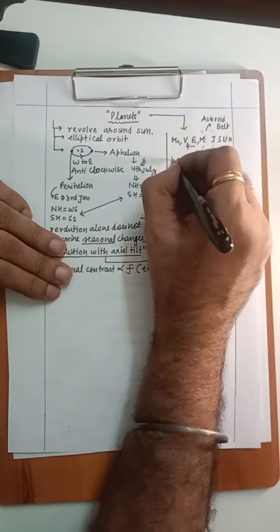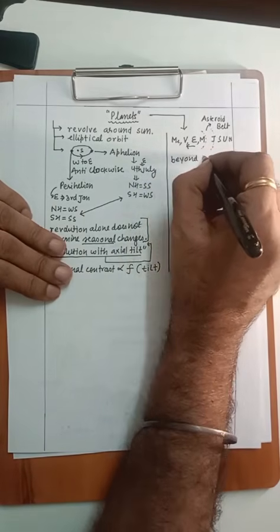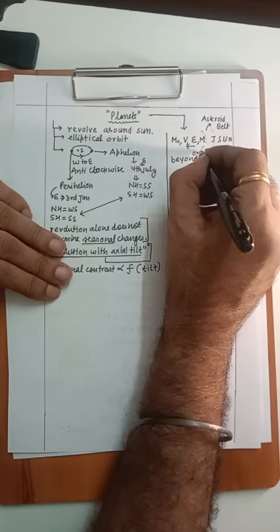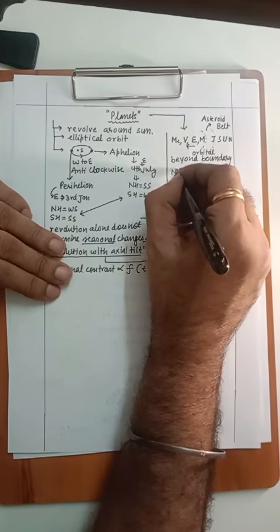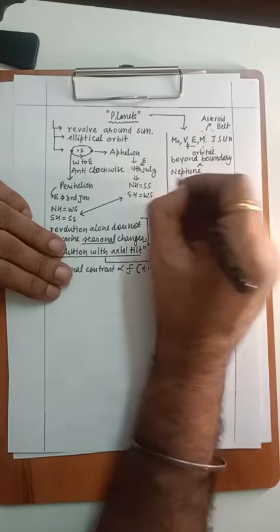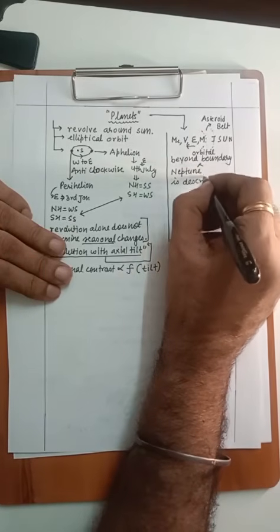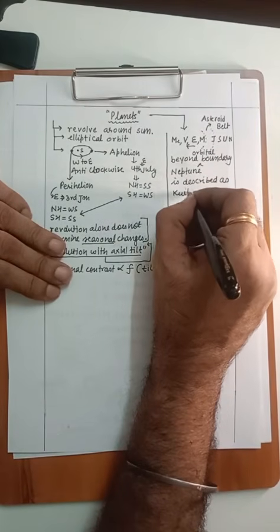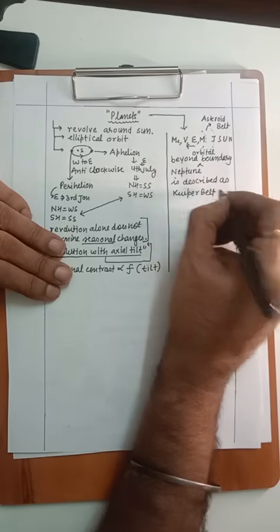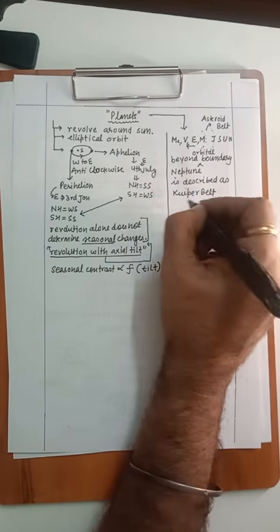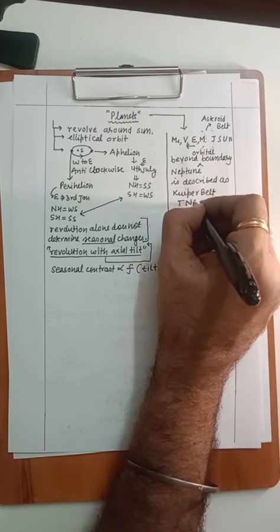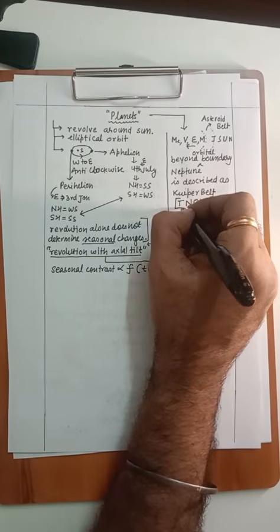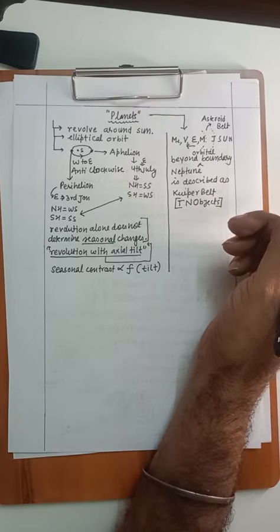And something which is beyond the orbital boundary of Neptune is described as the Kuiper belt, and objects in the Kuiper belt are now described as trans-Neptunian objects. Trans means something which is beyond.